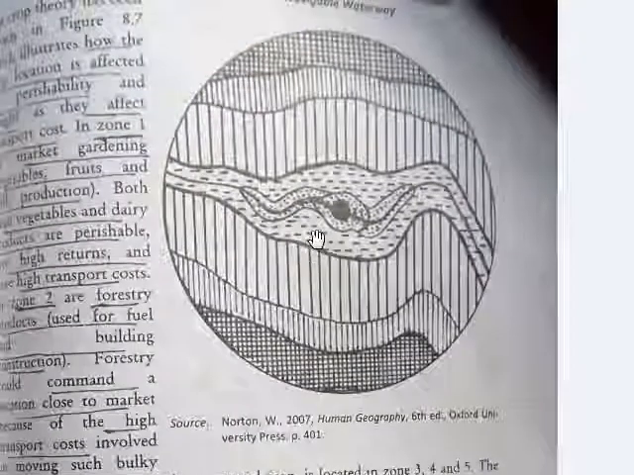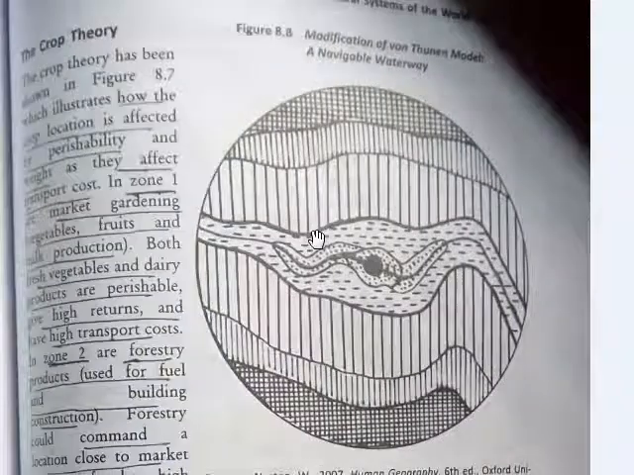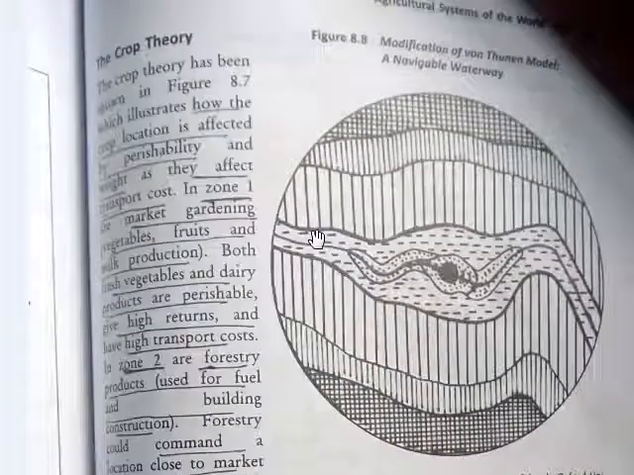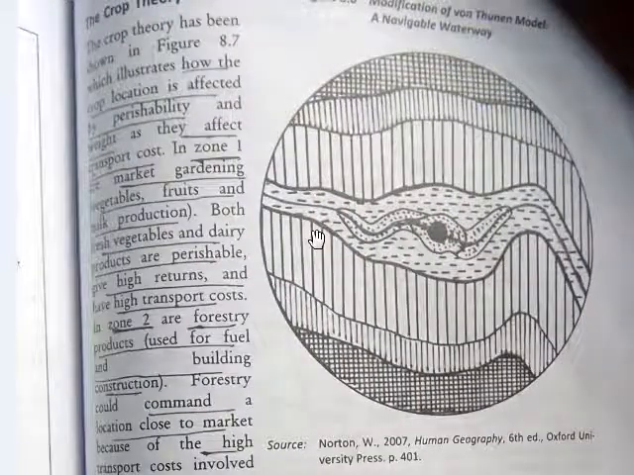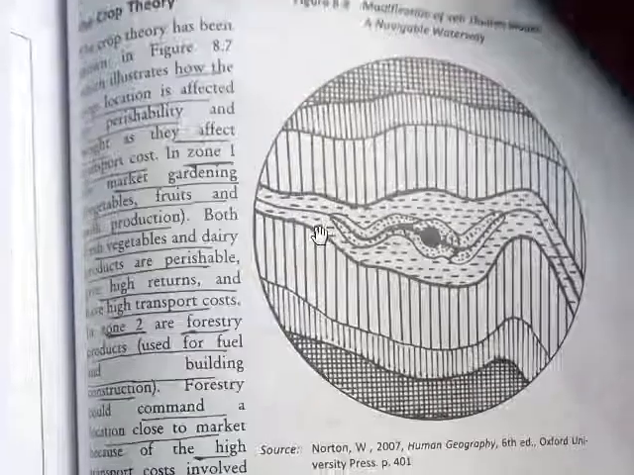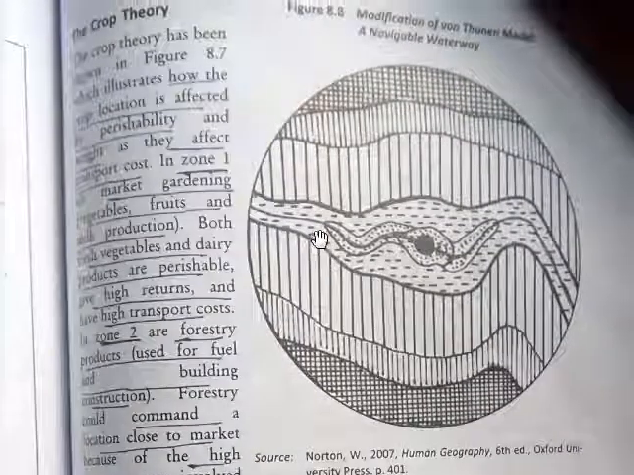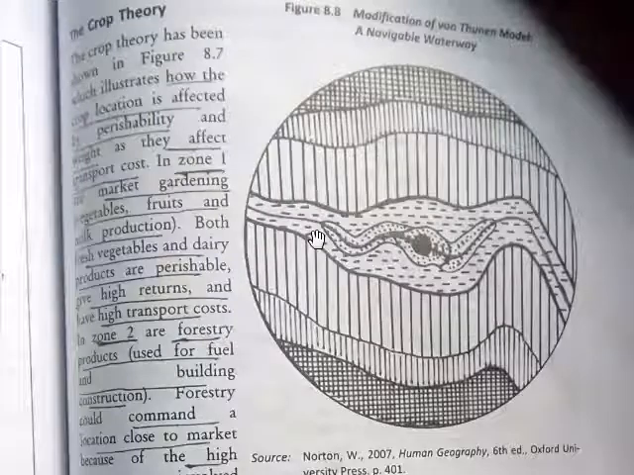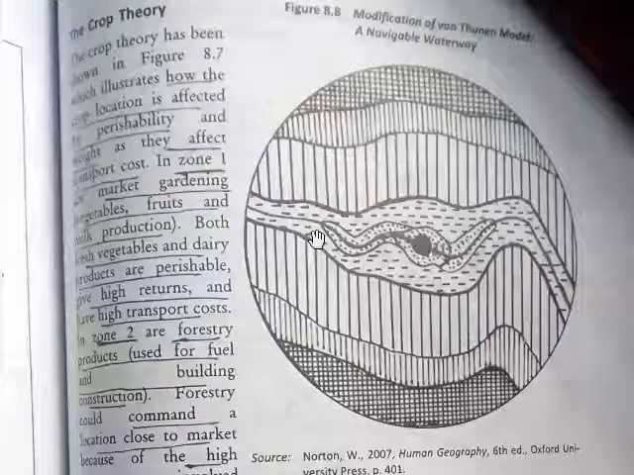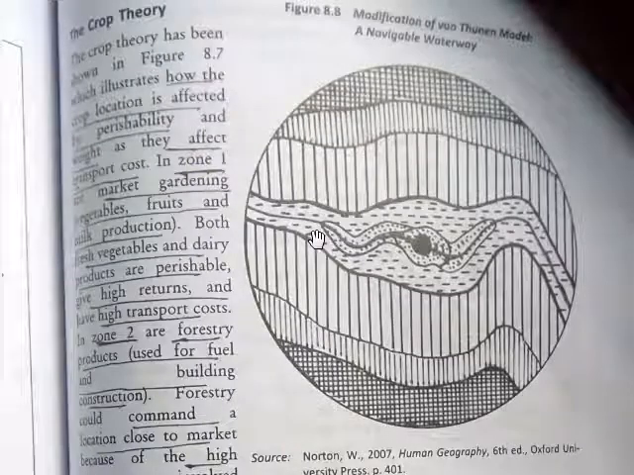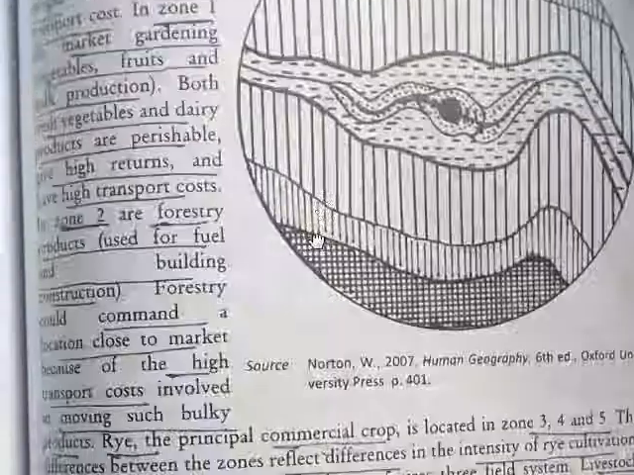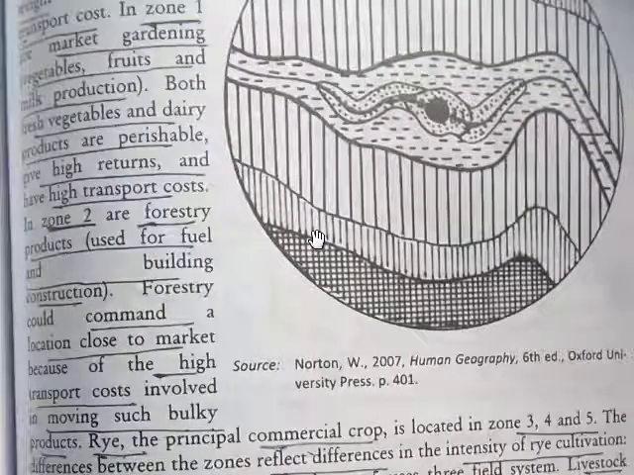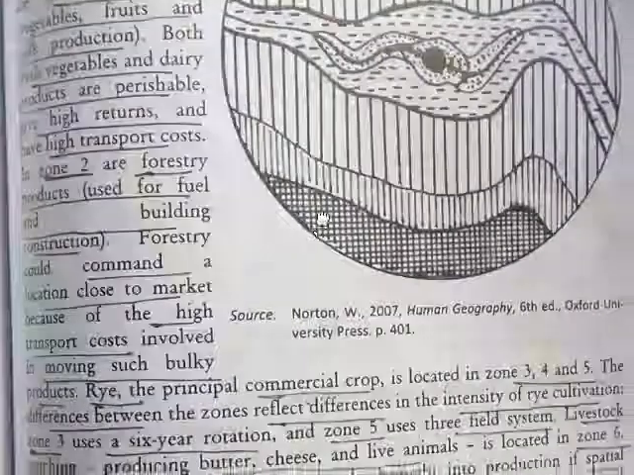So here is the modification of the von Thunen model with a navigable waterway. And the crop theory has been shown with illustration. So zone 1 is market gardening: vegetables, fruits and milk production, both fresh vegetables and dairy products. These products give high returns and have high transport cost.